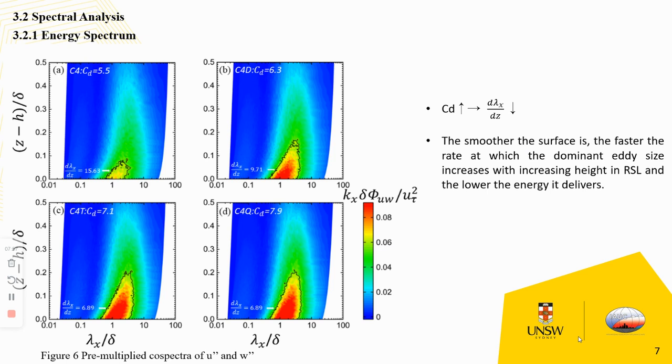And another one is the vertical gradient of the spectra over the wavelengths. So we can say that as the drag coefficient increases, the gradient decreases. That means that the smoother the surface is, the faster the rate at which the dominant eddy size increases with increasing height in the ISL, and the lower the energy it delivers.